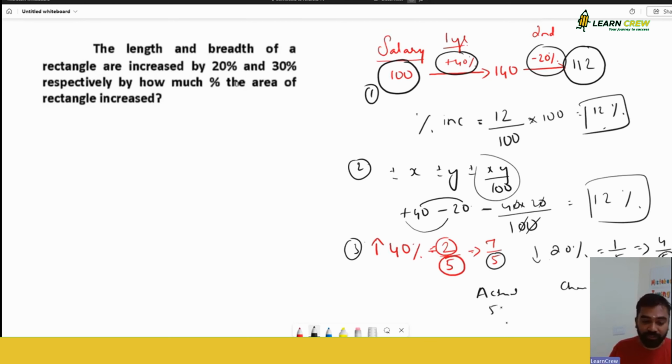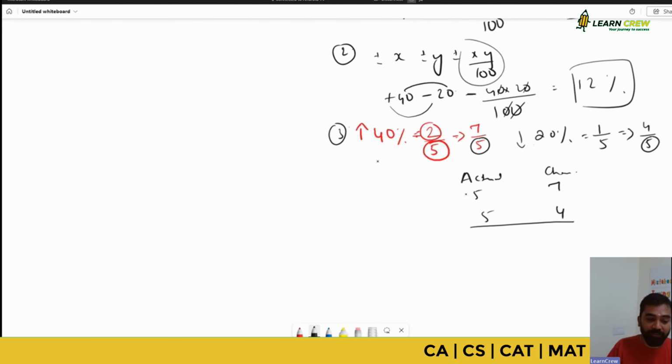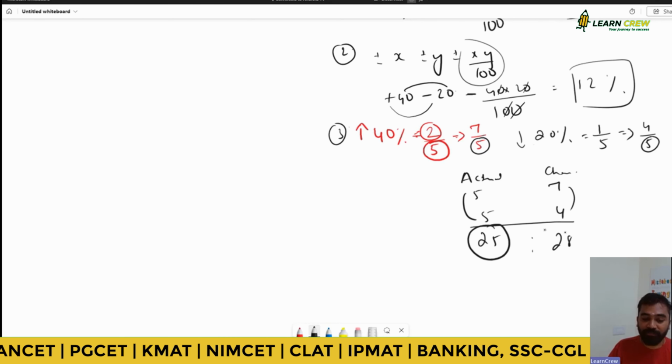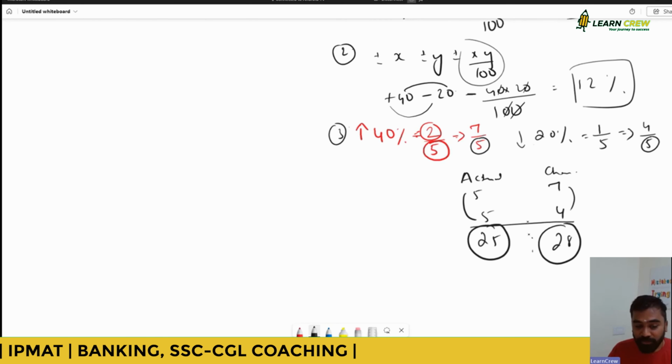The actual salary over here is also 5. The changed salary in the first case is 7. Second case is 4. Now you just need to multiply these two things. So what's 5 into 5? 25, and 7 into 4, 28. So the actual salary was 25. The exact salary as of now is 28.